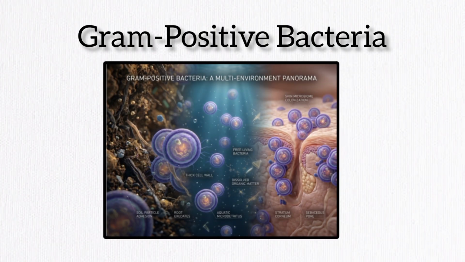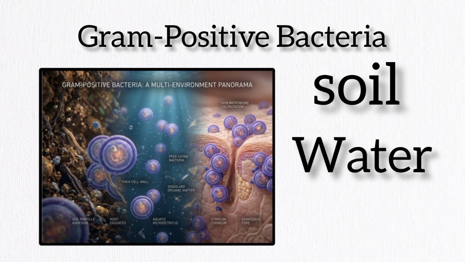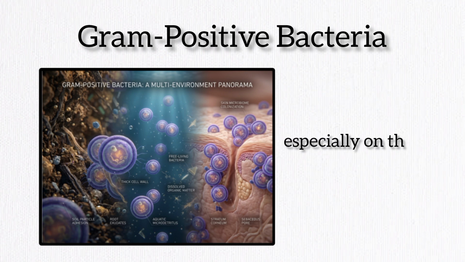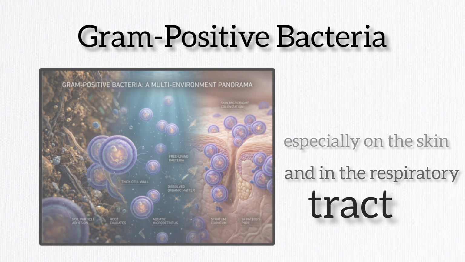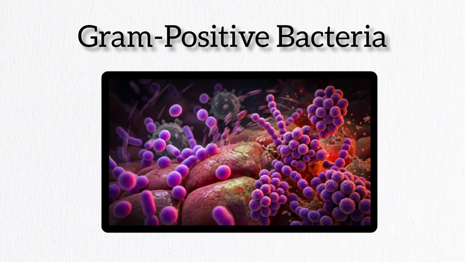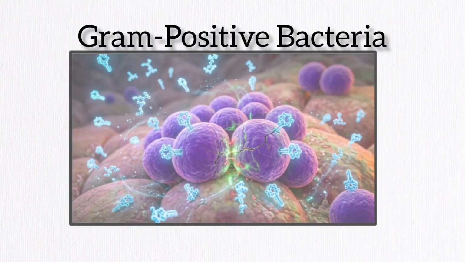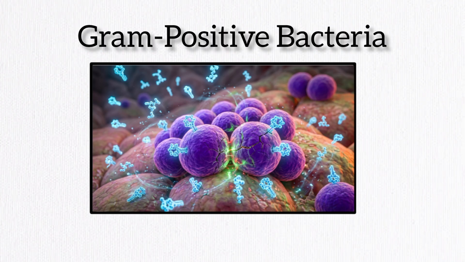Gram-positive bacteria are widely found in soil, water, and on the human body, especially on the skin and in the respiratory tract. Some exist peacefully as part of the microbiome, while others, such as Streptococcus and Staphylococcus, can cause infections when they enter the body or multiply uncontrollably.